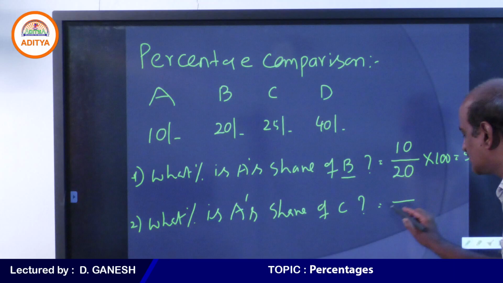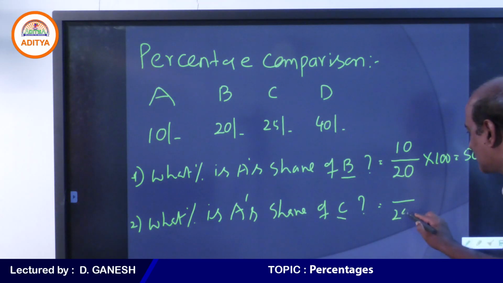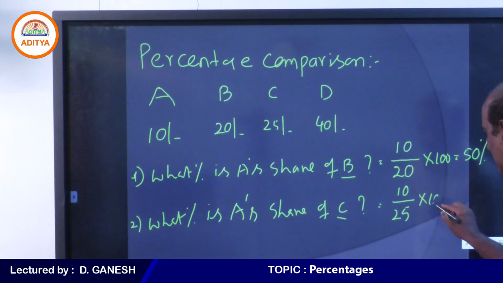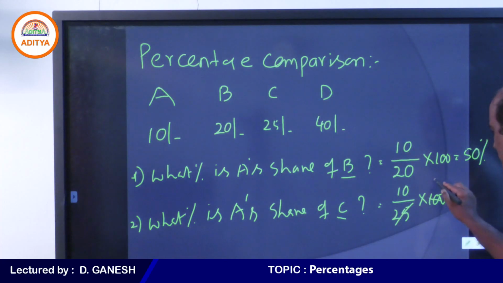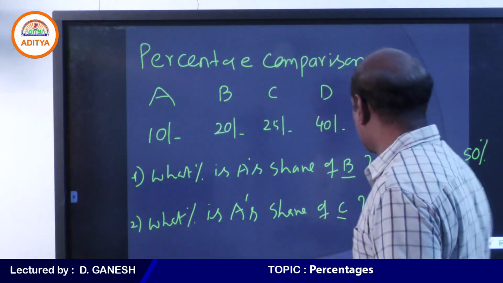So we need to compare with the share of C. C's share is 25 and A's share is 10. So when you compare with C, now I am asking you to find A's share, which is 40%. So we discuss the next one.